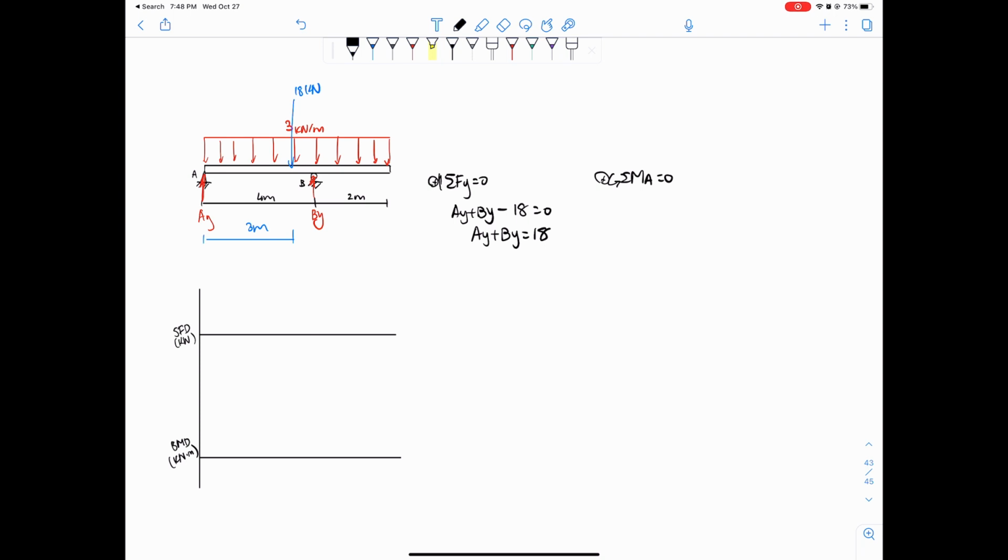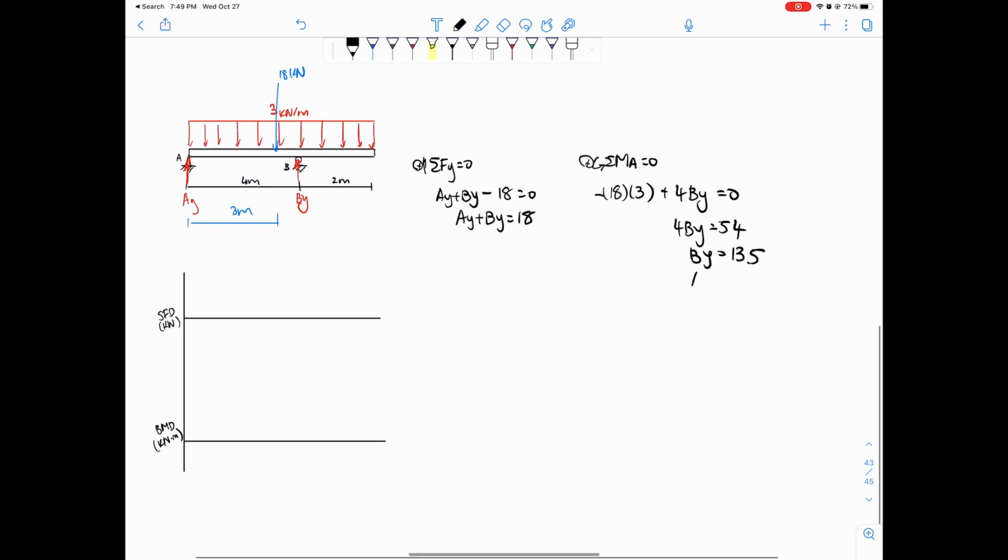So we have 18 times 3, right? That's from the distributed load, and it's rotating it clockwise, so it's negative. And then plus 4BY equals 0, and then 4BY equals 18 times 3, which should be 54. And then BY equals 27 over 2, 13.5. So AY would just be 18 minus BY, which is 4.5.